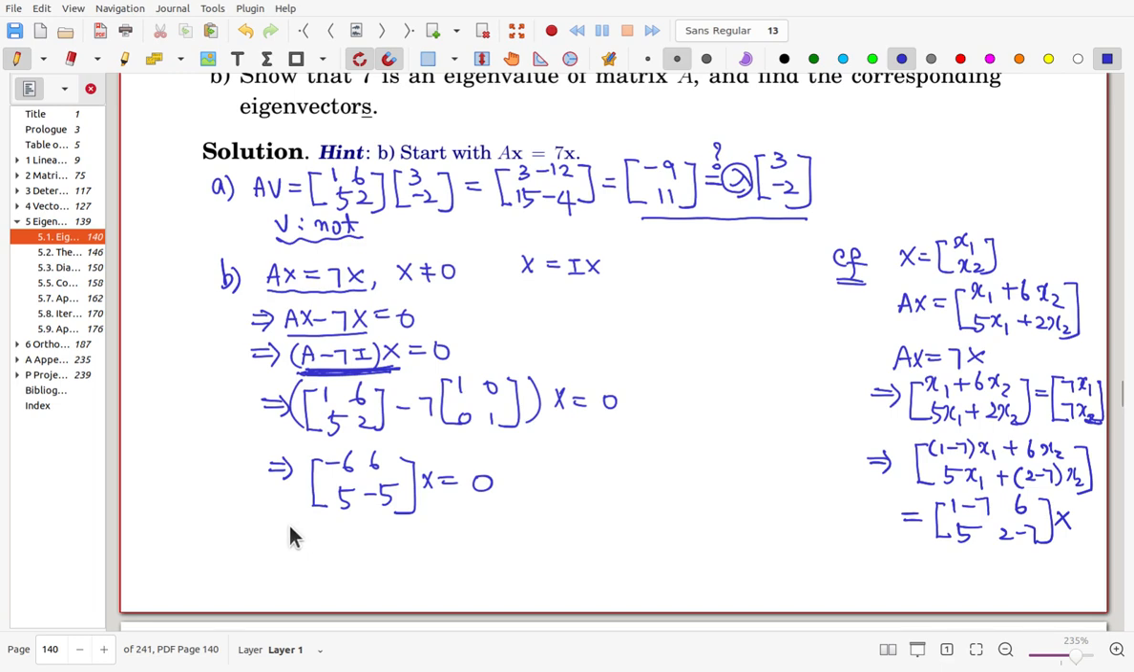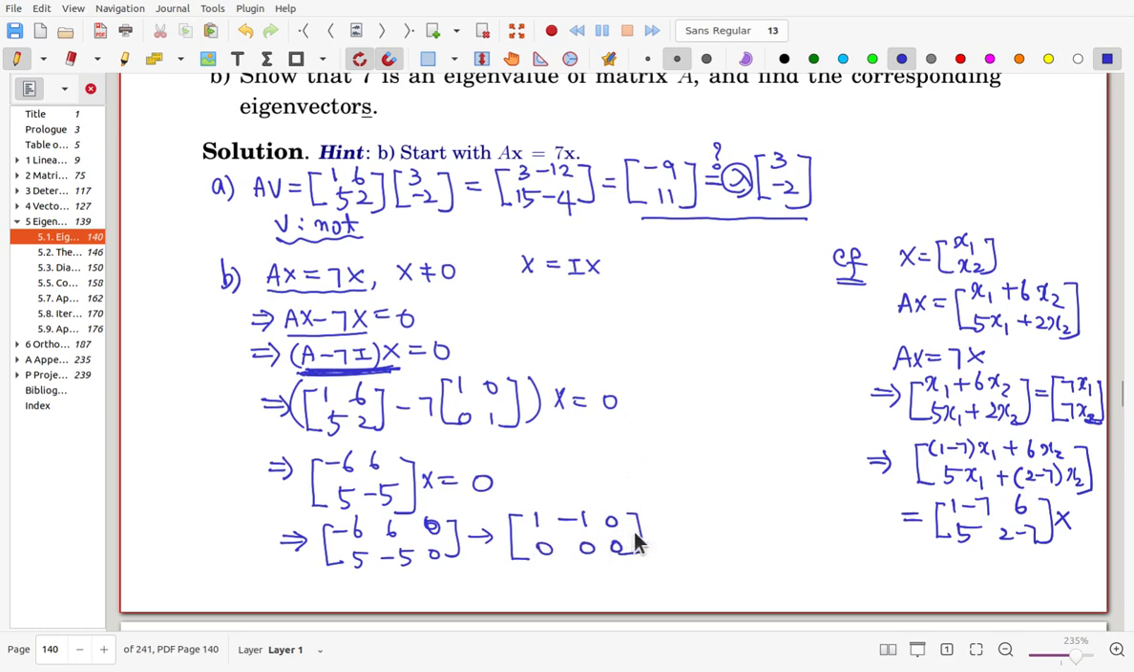For the augmented matrix, we may use elementary row operations. Here we start with minus 6, 6, 0, and 5, minus 5, and 0. From this one, scaling by dividing by minus 6, we get 1, minus 1, 0, and divide by 5. This one is also 1, minus 1, 0, so the same. So after replacement, we can get it like that.